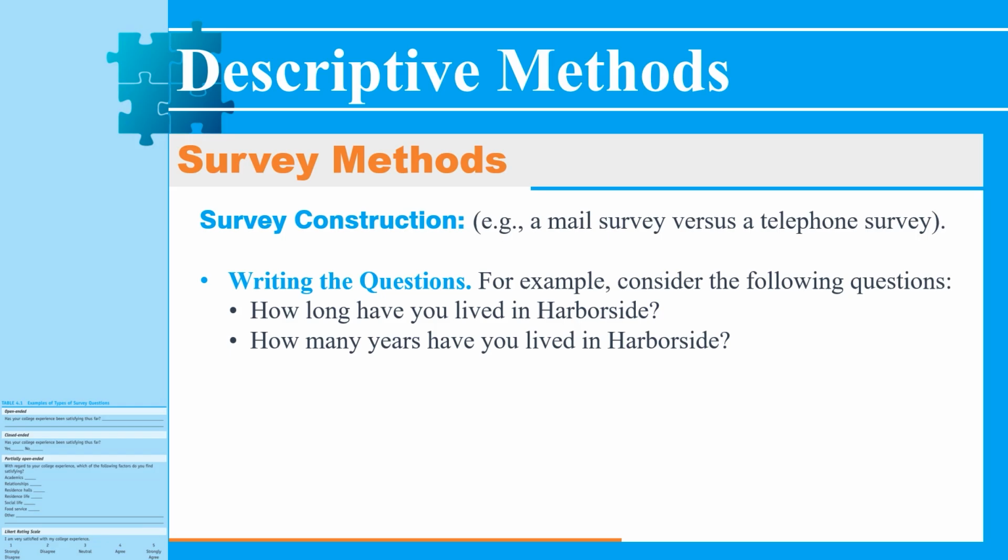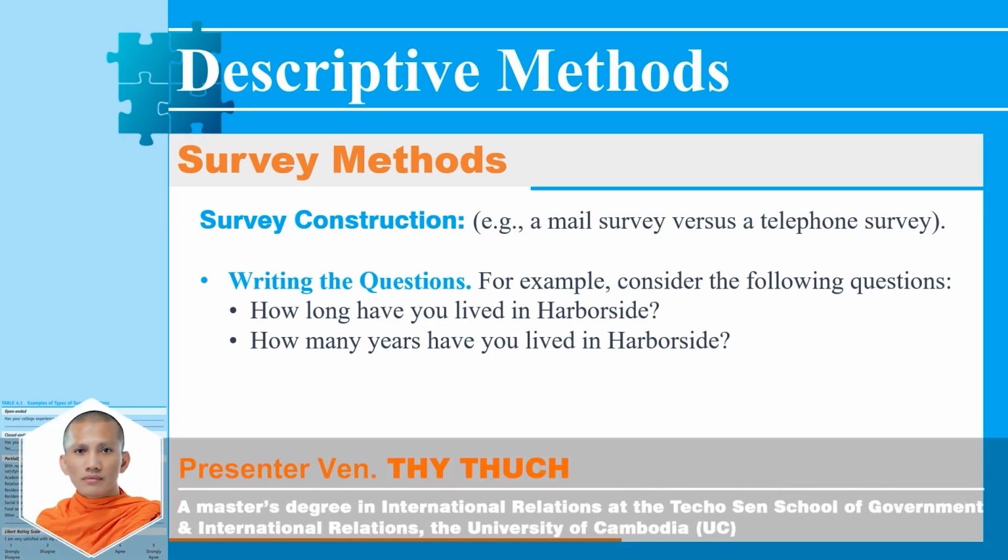Open-ended means a question for which participants formulate their own responses. Closed-ended is a question for which participants choose from a limited number of alternatives. Partially open-ended is a closed-ended question with an open-ended other option. And the last one is the rating scale question, a numerical scale on which survey respondents indicate the direction and strength of their response.